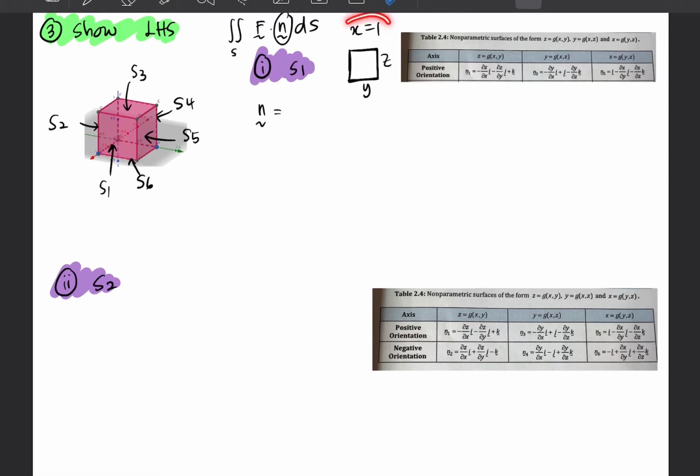Look at your table. We have x equals 1, so you must refer to this one, x equals some function. For this surface, the unit normal follows positive orientation, because it is the front surface. So we follow this formula. We have x equals 1, so n equals 1, negative dx over dy, which is 0, and dx over dz, also 0. So the unit normal equals 1, 0, 0, or i.